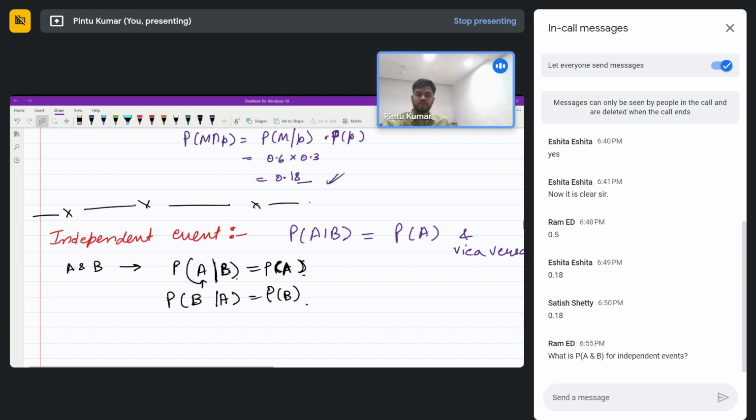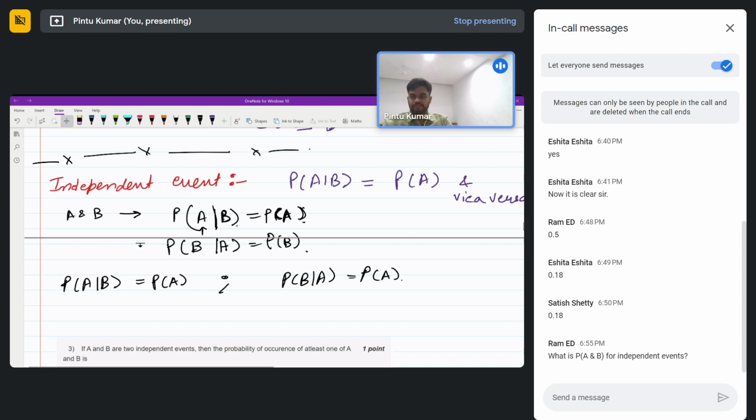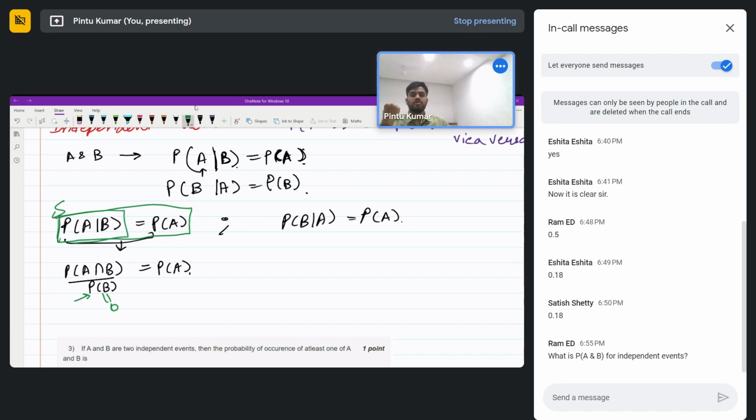So how do you intuitively define independent events? The probability of A given B is the probability of A, and the probability of B given A is the probability of B. Now let's look at this definition. If you replace this by the formula of conditional probability, you have probability of B in the denominator. That means if this is 0, you can't use this formula, because then the left hand side would be undefined. So people have proposed an alternate formula.